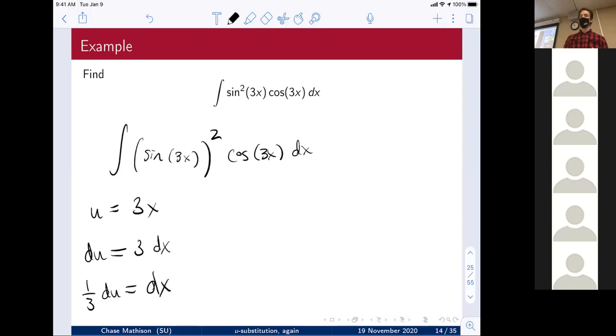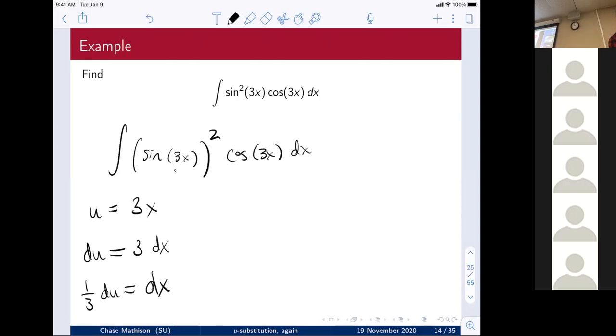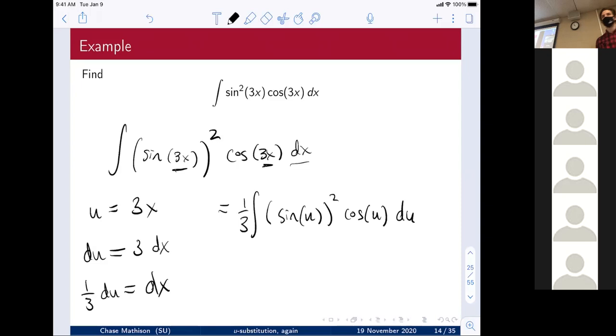I don't have a cosine of 3x anywhere in here, so I'll just solve for dx, because I will be able to replace this 3x and this 3x. So if I can just replace dx, then I'll have a new integral in terms of only u's. So let's substitute this. When I plug this in, this is the integral of sine of u squared times cosine of u, and dx is 1/3 du. Okay.